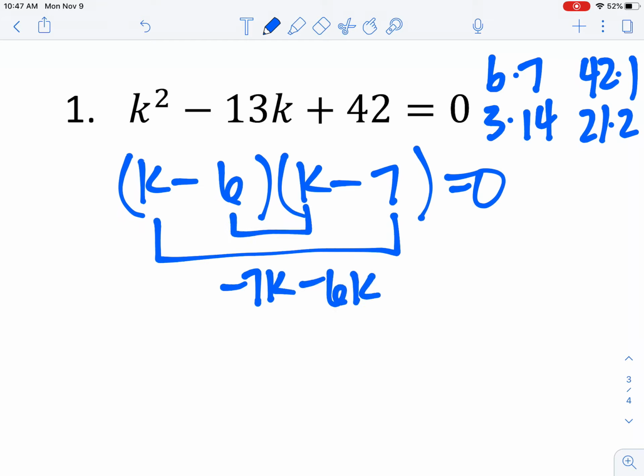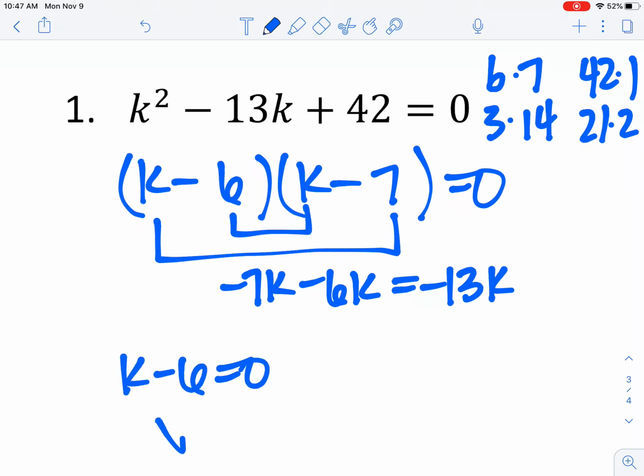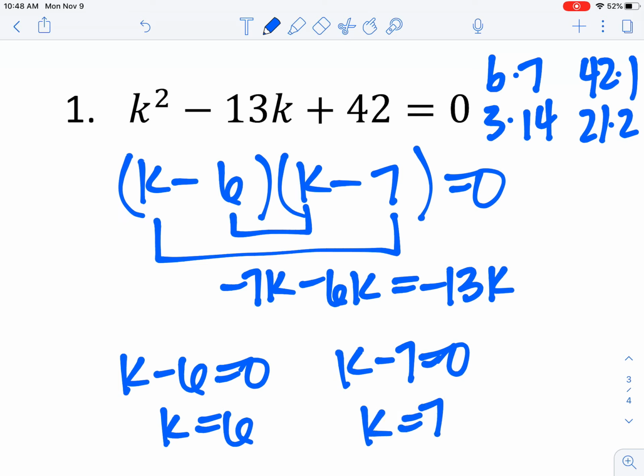Inside we get negative 6k. That's negative 13k. It works. So now I set my factors equal to 0. K is 6. K is 7. Okay, now let's say factoring is not your thing.